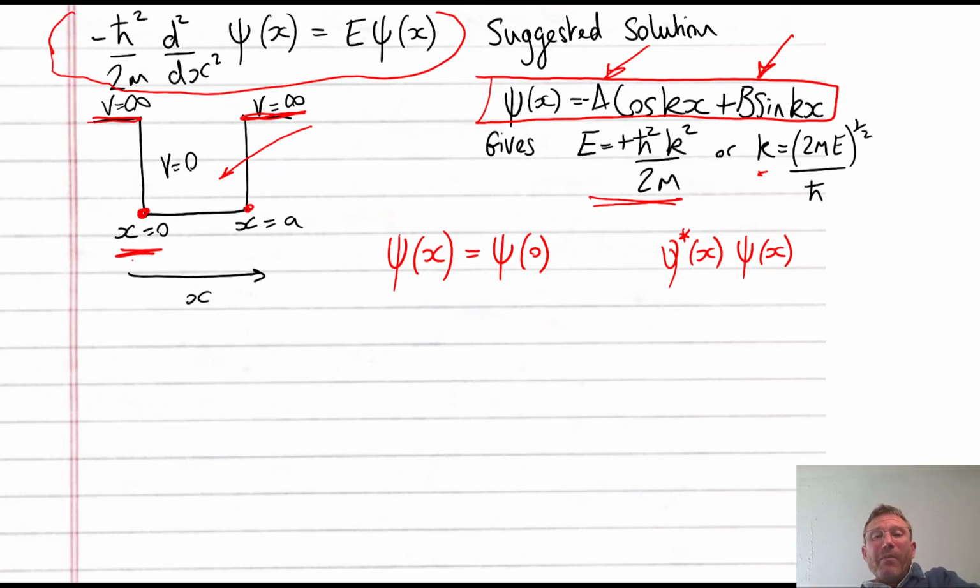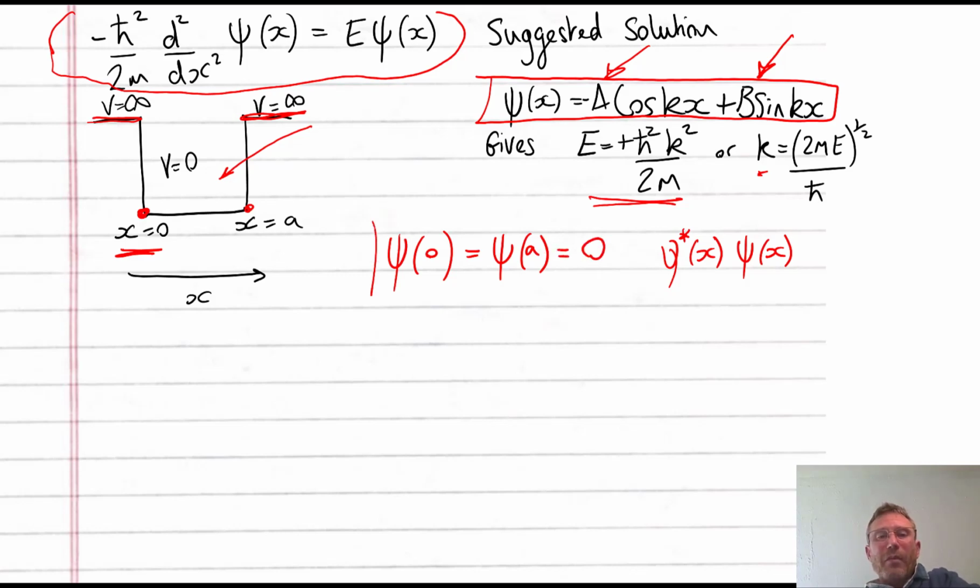So we have to recognize that the only way we're going to get 0 probability is when psi itself ends up being 0 at these positions. So psi of x, let's write this a slightly different way. Let's say that psi of 0 must be equal to psi of a, which must be equal to 0.